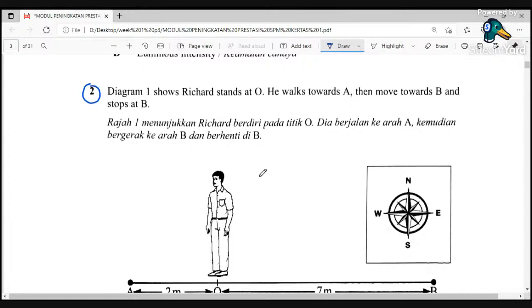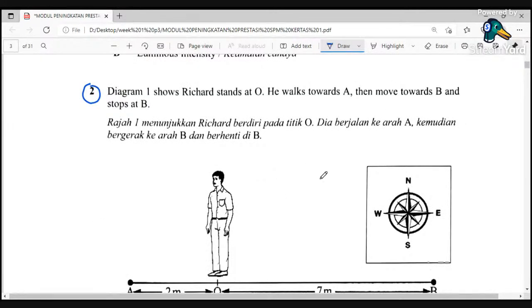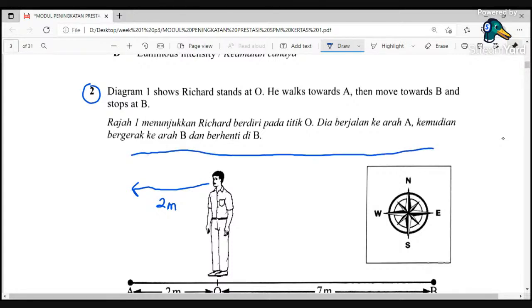Actually, I put a comment on this in my first video, but I want to explain it again. For number 2, cuba lihat balik soalan nombor 2. Richard stands at O, the initial position, and walks towards A. Dia berjalan ke A, a distance of 2 meter, then moves towards B and stops at B. So from point A to B, this will cover about 2 plus 7, so it becomes 9 meter.